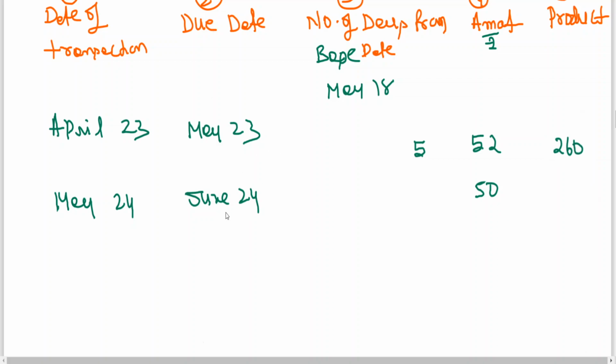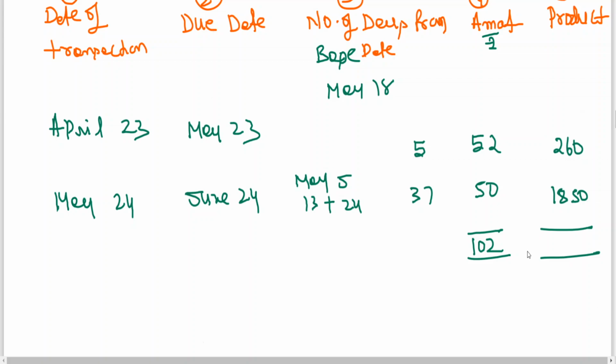Next, May 24, June 24. May 18, balance of days in May 13, plus June 24, 24 plus 13, 37. 37 into 50 is coming to 1850. Now go for the total of it. 1850 plus 260, coming to 2110.